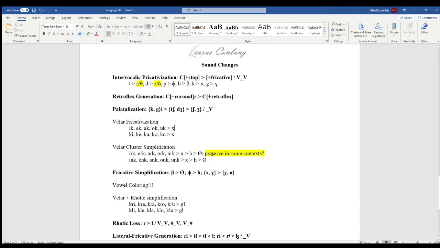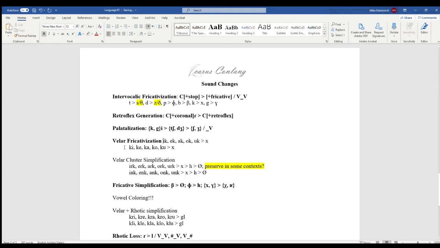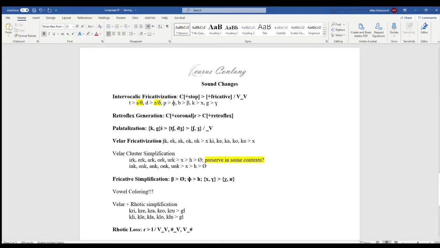Okay, time to write these into actual rules. Velar fricativization. These are easy because I literally just write K becomes K in the context of being word initial. And K becomes K in the context of being word final. Do I need to put the vowel thing there? Yes, because this is different.